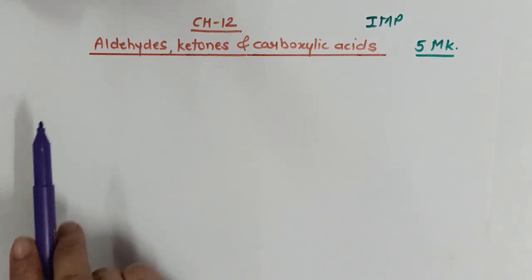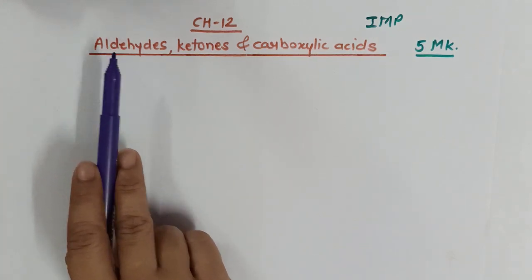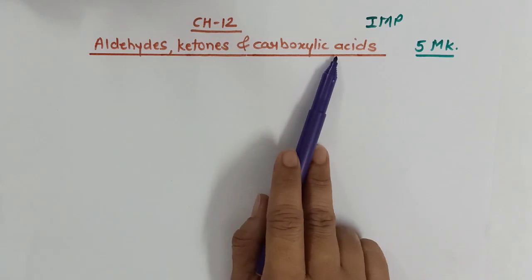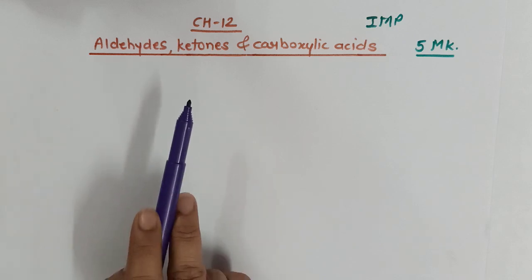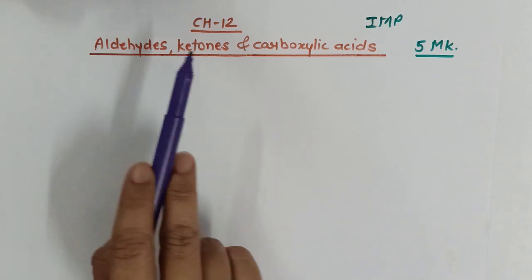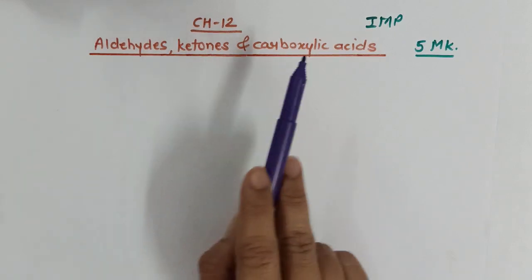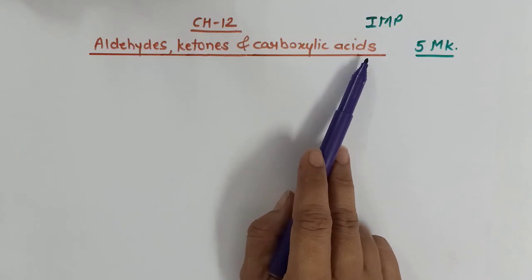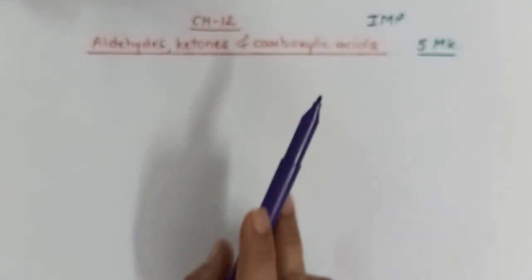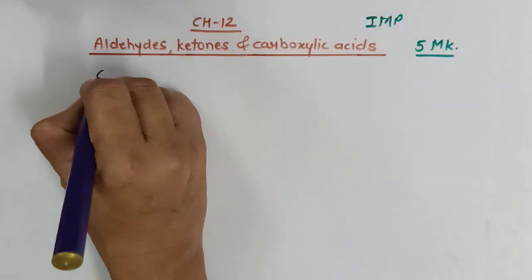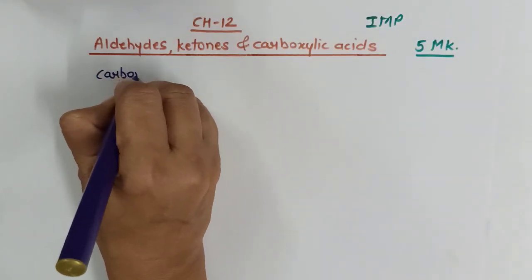Now since in this chapter we have to study 3 functional groups: aldehyde, ketones and carboxylic acid, I will divide it in 2 parts. In the first part of the video, we will be discussing aldehydes and ketones, and carboxylic acids will be discussed totally in a different way. Now all these aldehydes, ketones and carboxylic acids are a group of carbonyl compounds.